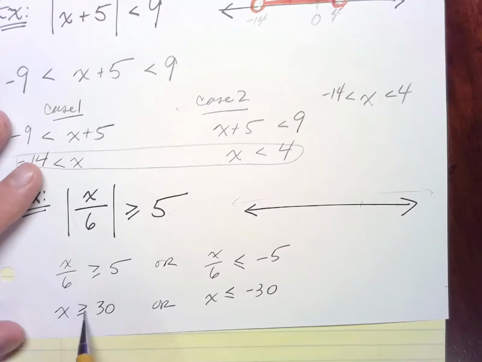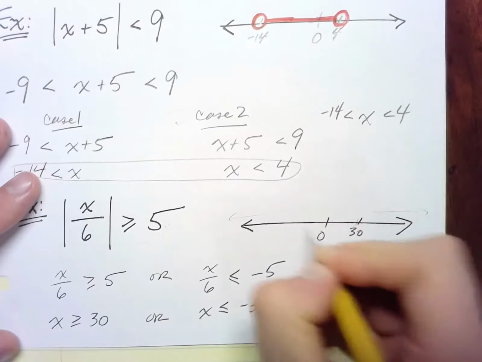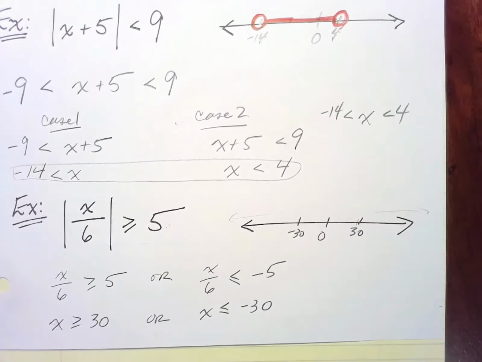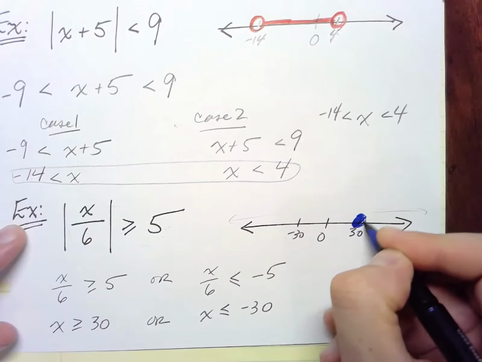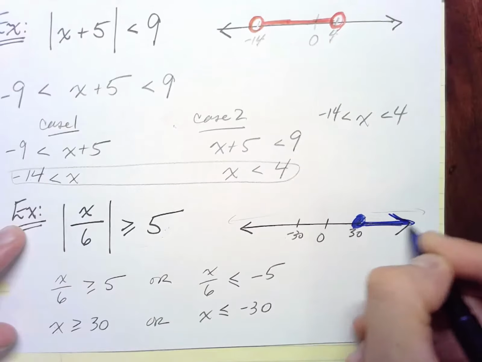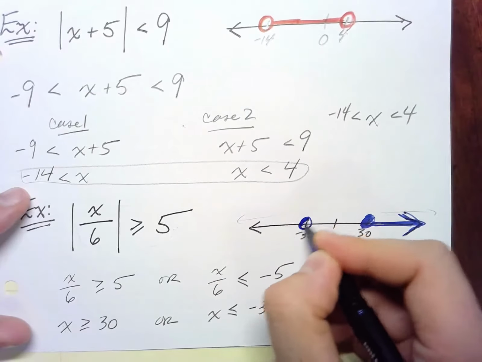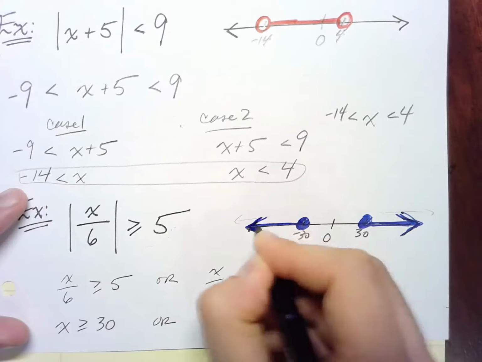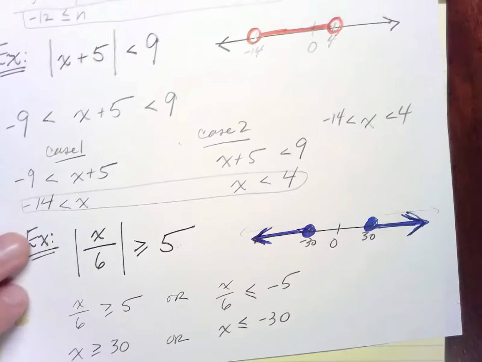So we have x is greater than 30. So here's 0, here's 30, here's negative 30. It's bigger than the positive version, and it's equal to. So we fill it in, and it's bigger than the positive version, or it's less than the negative version. So we fill it in, it's less than the negative version. Okay? And we have a disjunction.